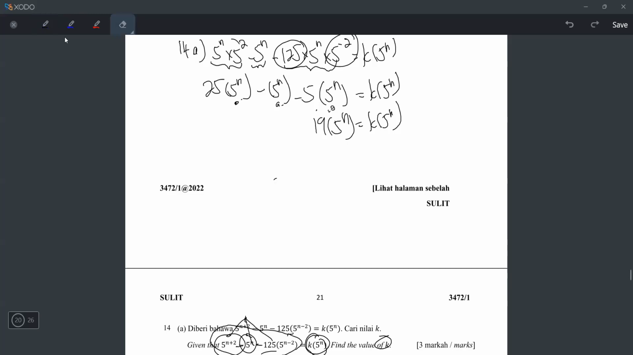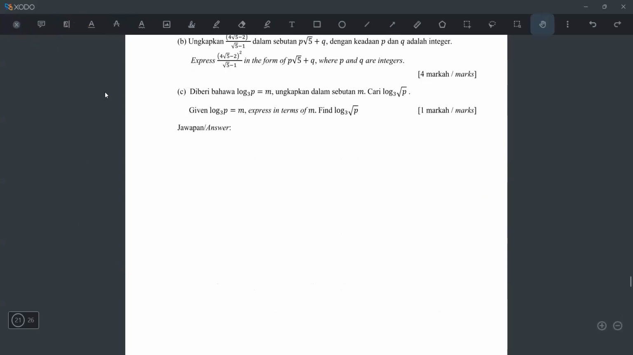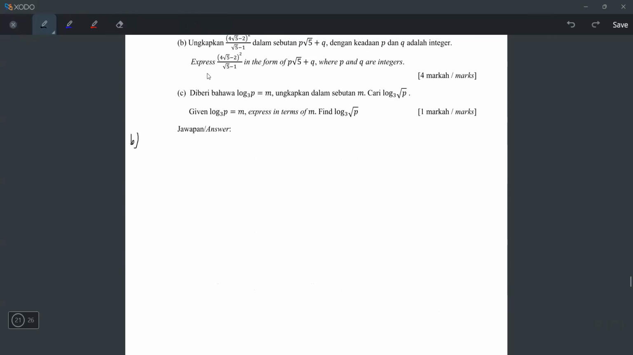So now you can compare lah. So now you can compare, k equals to 19. Okay. And is that what they want? Yes. Find the value of k. So 3 marks. That's how you do it. So hope you understand. Let's go to B. Express this thing in the form of this. It means they want you to simplify lah.